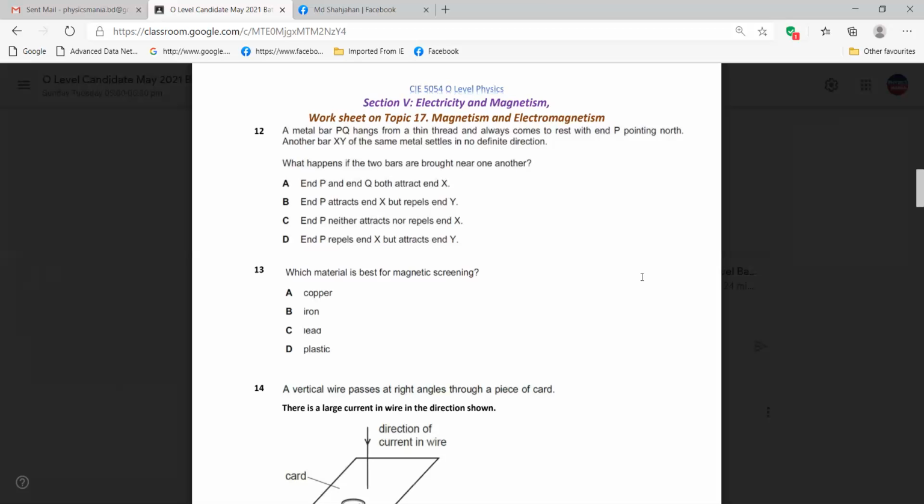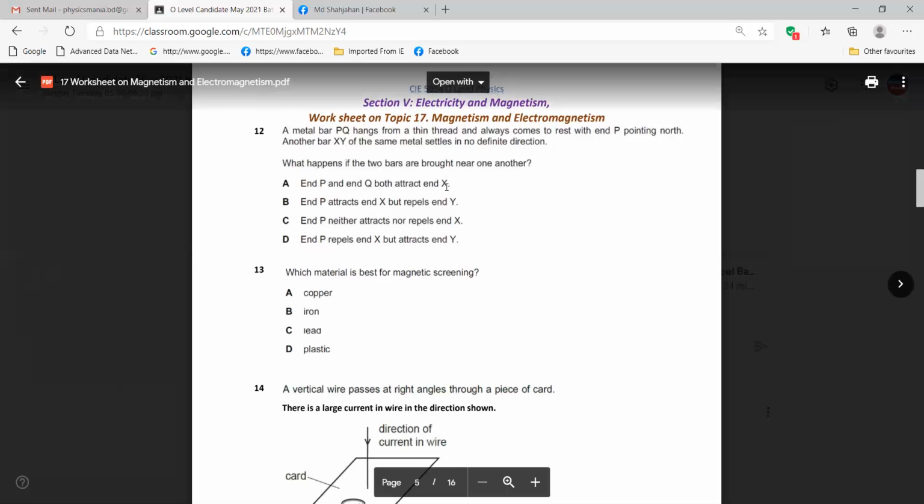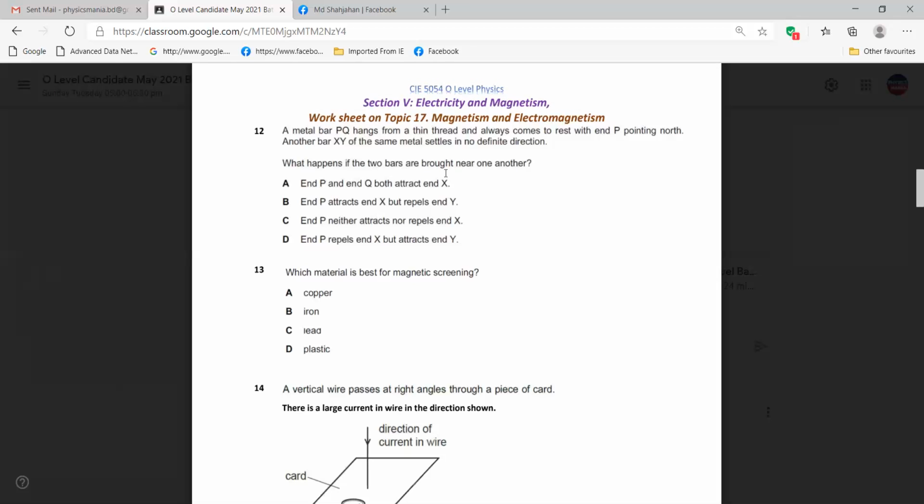Second, repeat which option? I just forgot that option. In P and in Q, both attract in Y. Just place Y in place of X, you just write Y above. That's it. Or you just give a slash here, then write Y here. That will be more fine.